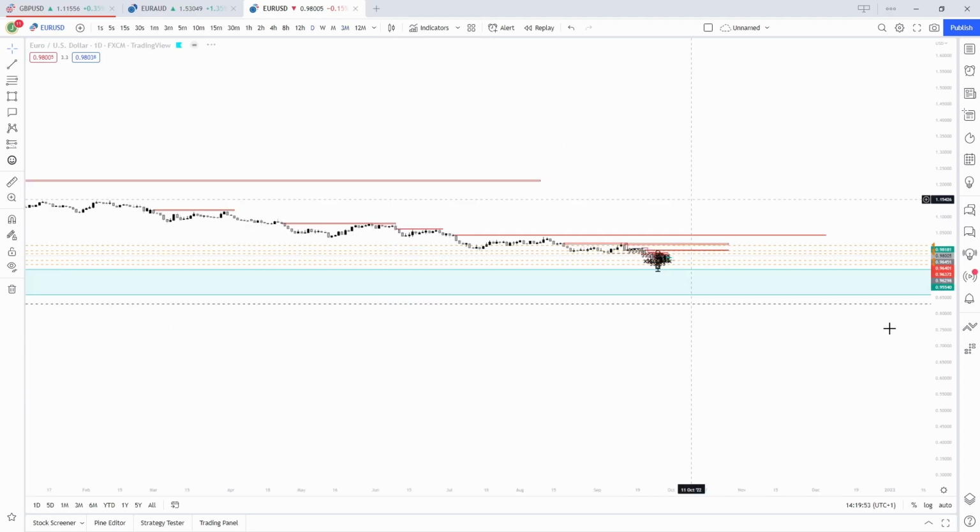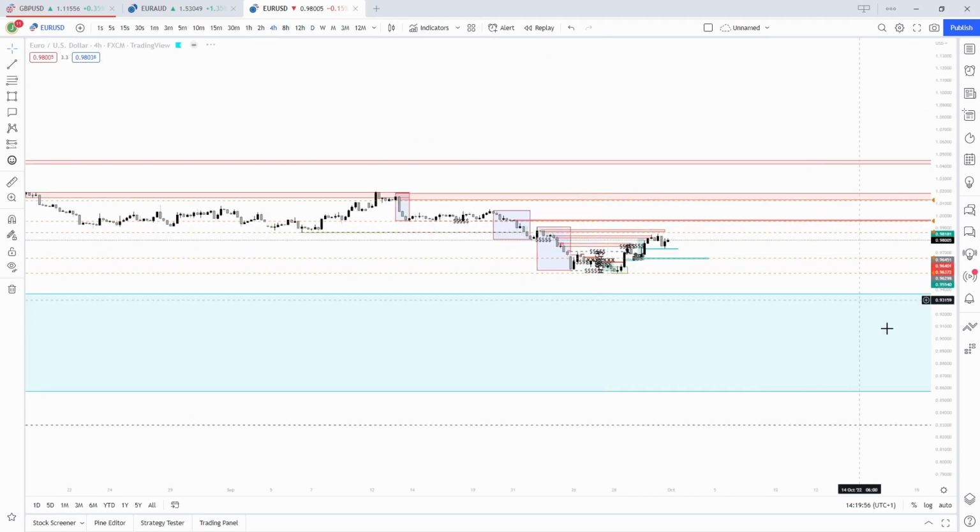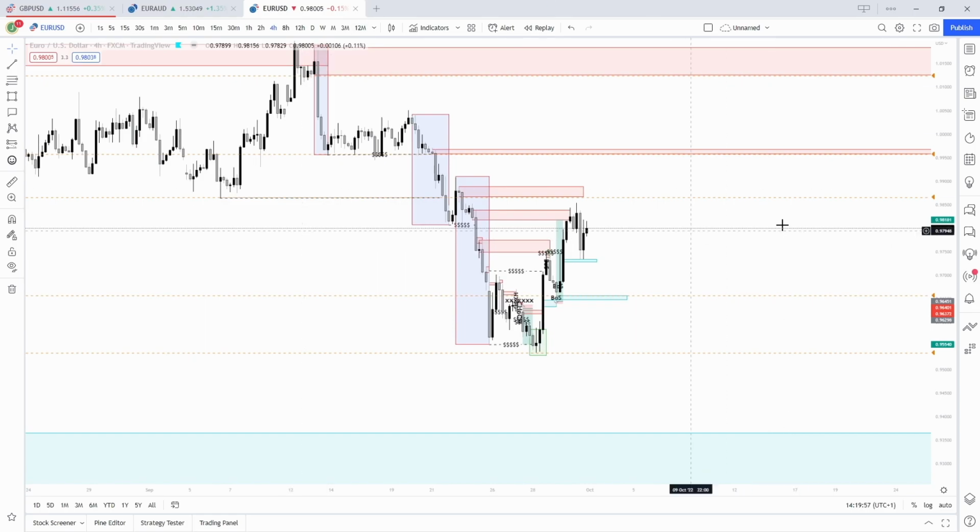But my bias for now is to trade price down into that zone. So longer term, I am still looking to remain bearish until that zone is tapped. So that is my Euro US dollar bias.